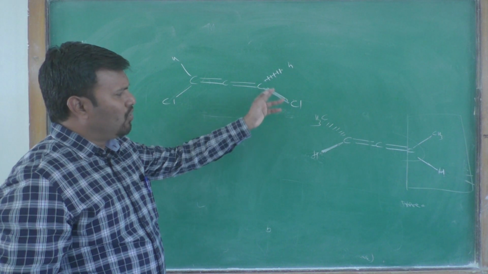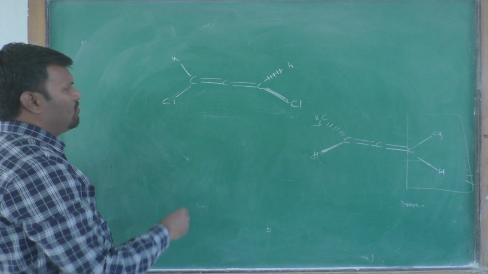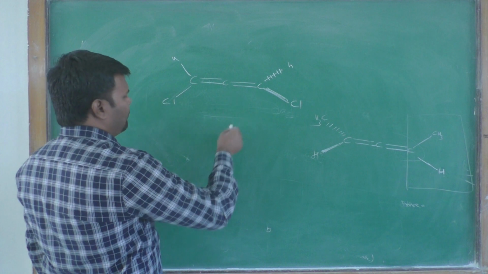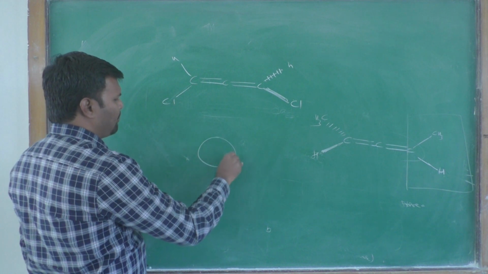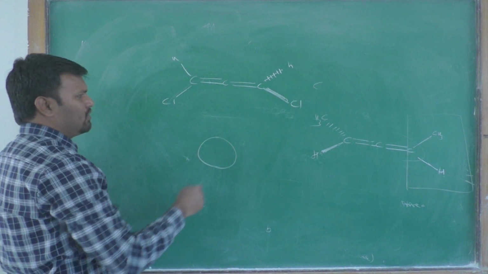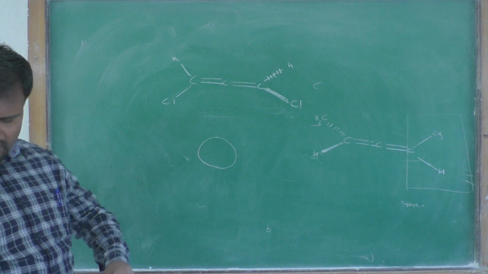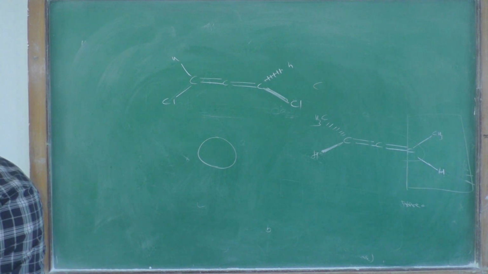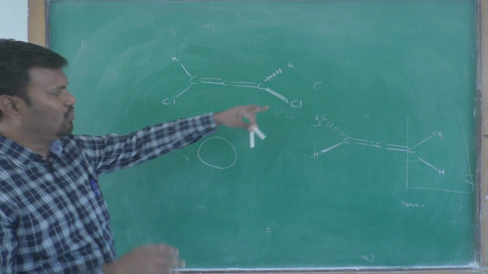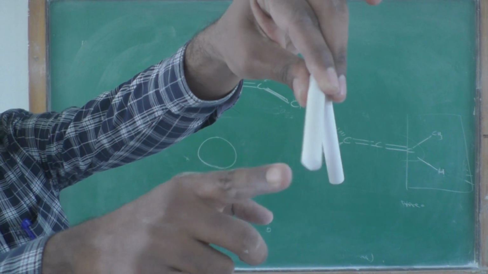Okay, pointing towards our observer. When you try the Newman projection formula and look from this side, you find that the chlorine is at the left hand side. Such a situation is there, where the chlorine and the hydrogen look like that.